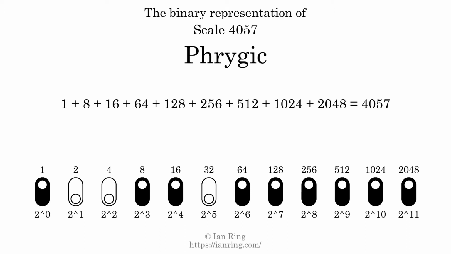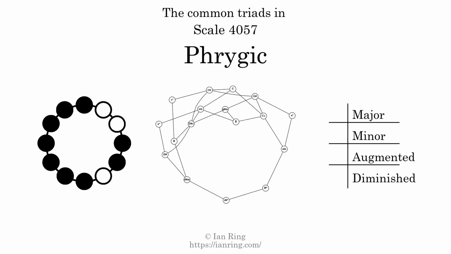The scale number not only enumerates the scale with a unique index, but it also literally describes the tonal content of the scale. Represented as a binary number in base 2, the scale number is 111111011001. Here are the common triads present in this scale. The diagram in the center is a graph of parsimonious voice leading between triads.